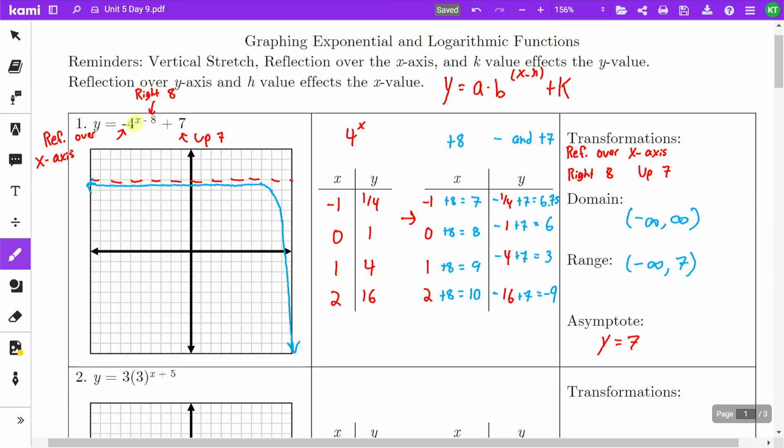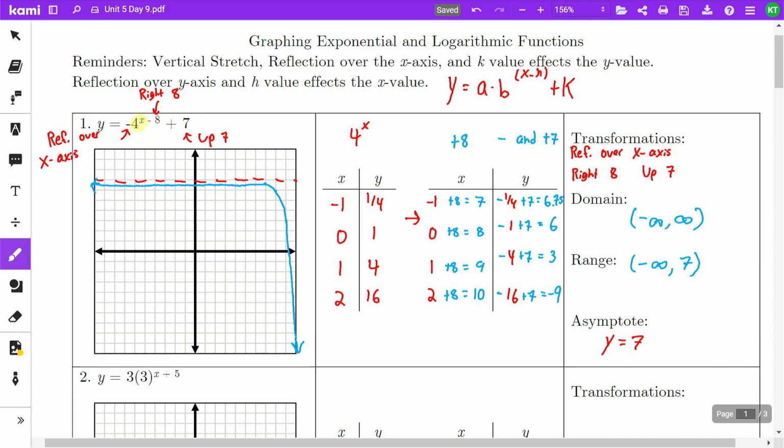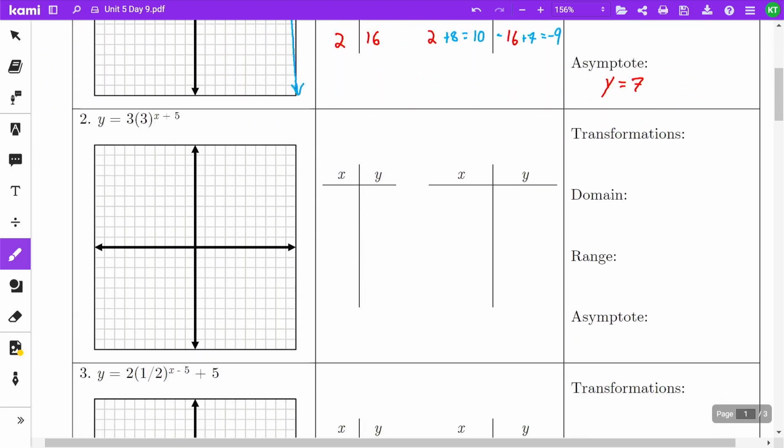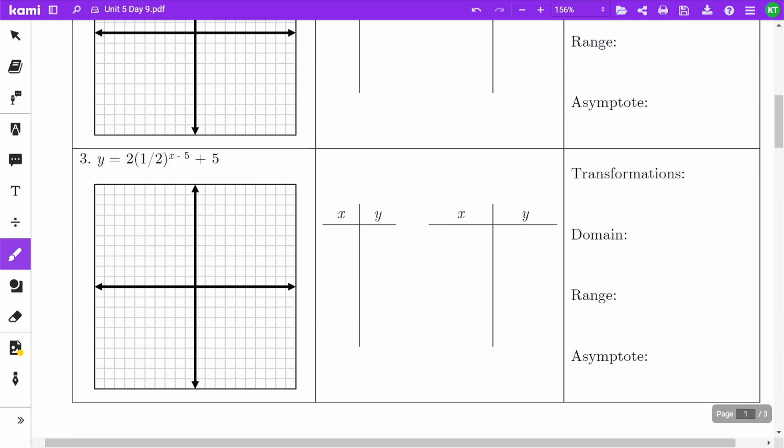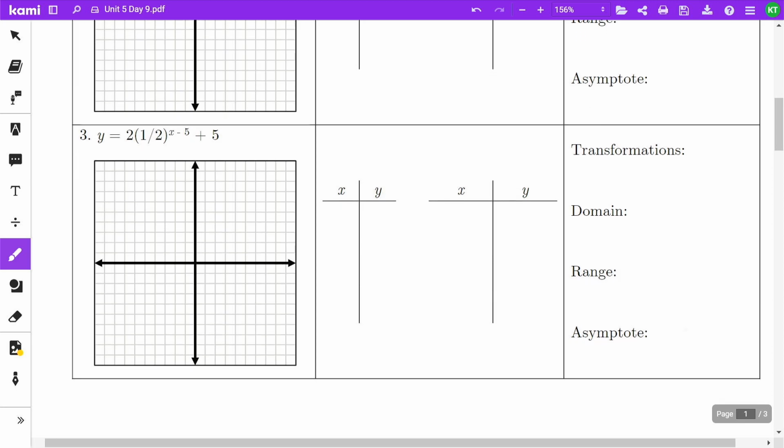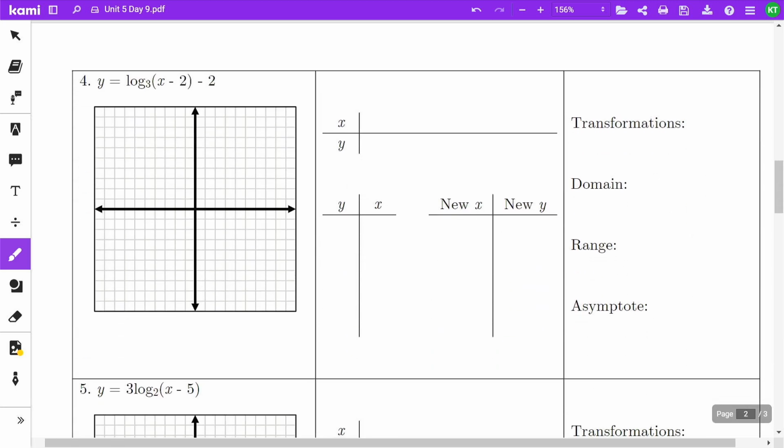So this is an example of graphing exponential functions. There will be 2 more videos, one on question number 2 and one on question number 3 addressing this, but this is just the overall walkthrough of how we would solve one of these questions. And again, look out for part 2, where we'll be doing logarithmic functions.